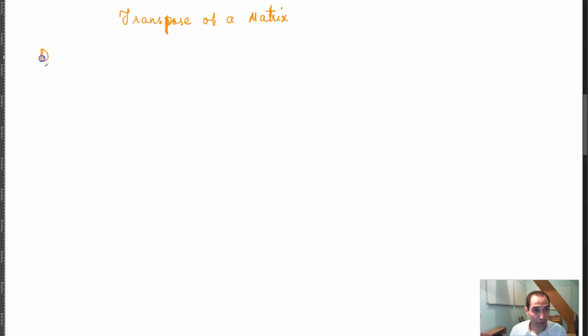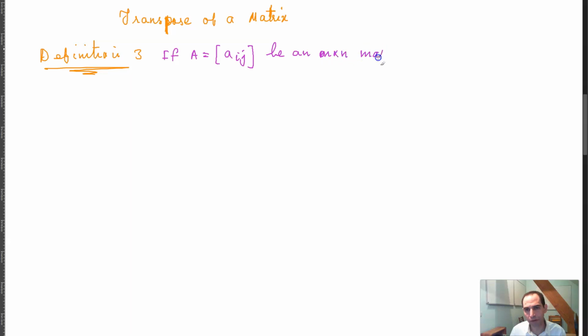So as a definition, we have definition number 3. If A equals a matrix A of ij be an m by n matrix, then the matrix obtained by interchanging the rows and columns of A is called the transpose of A.